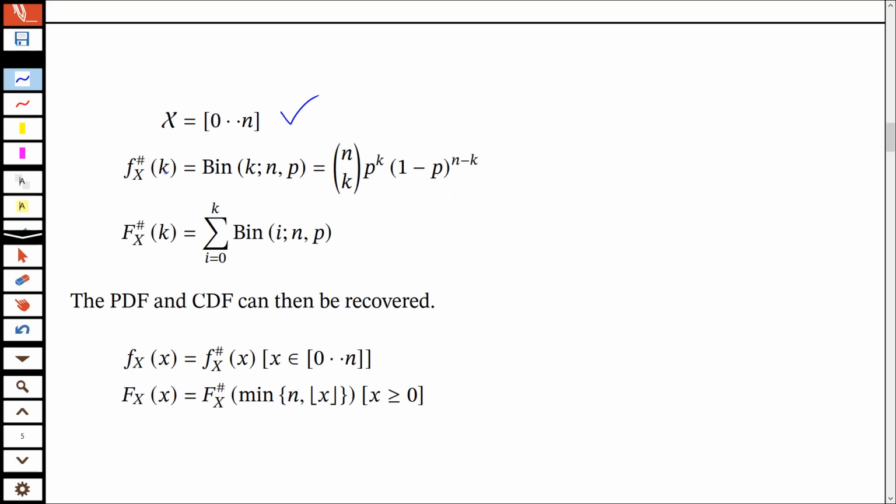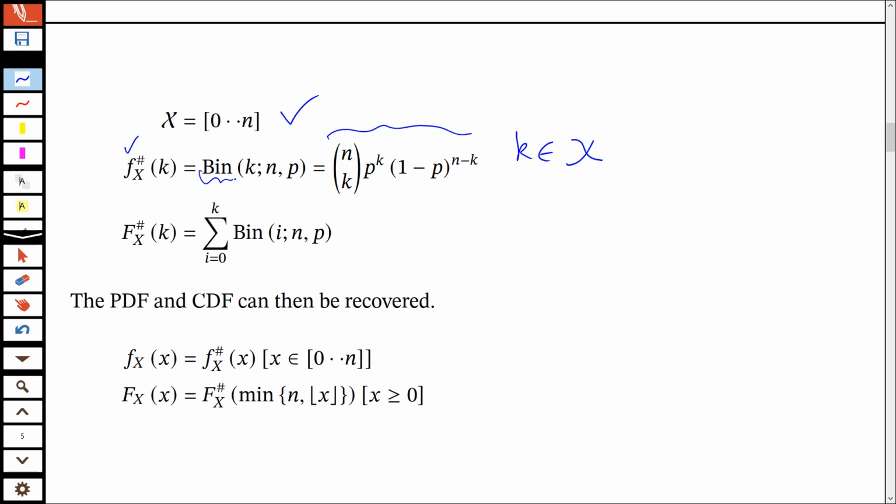And the probability of K successes is just that formula. This will only be valid when K belongs to that support, so that's why we have to write this hash. It's customary to write that same symbol BIN for the PDF as well. Not for the PDF, but for this PDF restricted to the support.